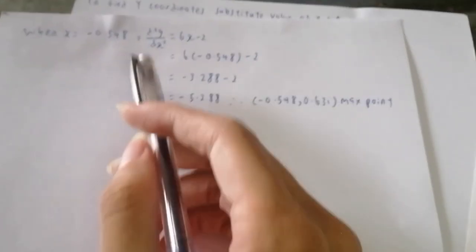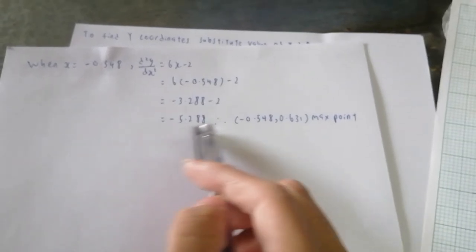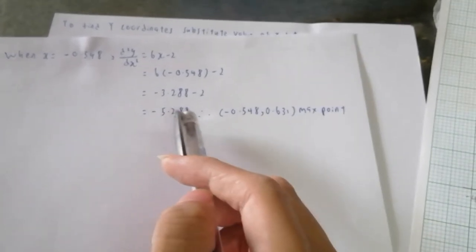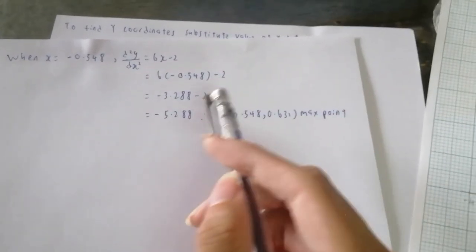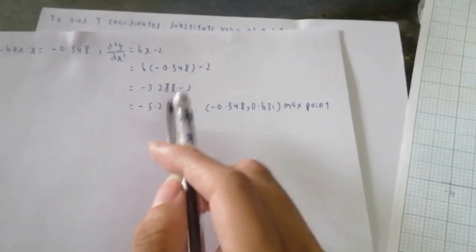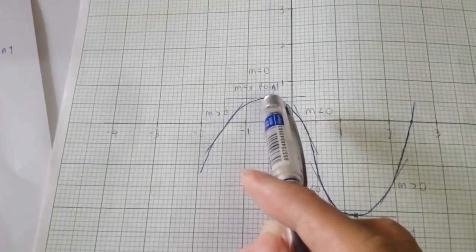And we can see the solution we got just now. Here, d square y over dx square, the value we get is a negative value. So it is less than 0. Therefore, when we have a negative value of d square y over dx square, we can confirm that we surely have a curve of the graph that has a maximum point.